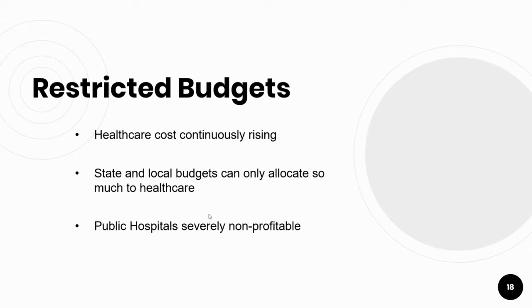In terms of restricting budgets, a big deal is made of that because year to year, we see that healthcare costs are generally rising, where state and local budgets can only allocate so much to healthcare.